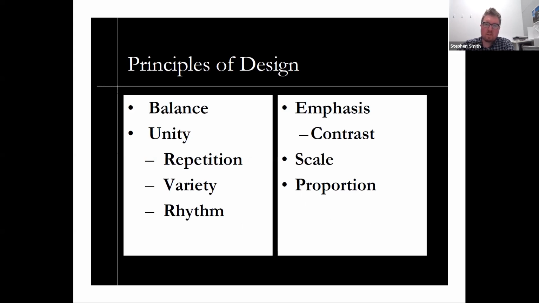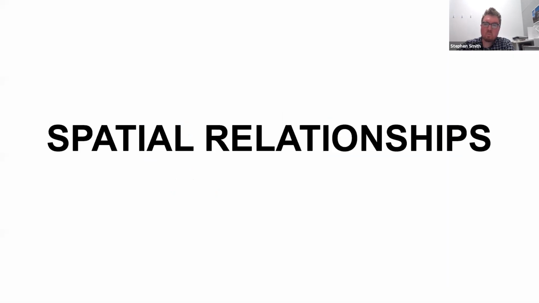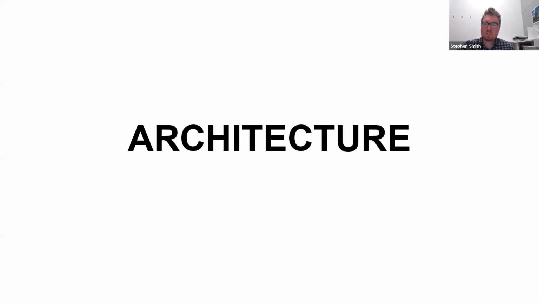So just wrapping up all these things, thinking about design as balance, unity through repetition, variety, rhythm, creating an emphasis or contrast, and then always keeping in mind scale and proportion in what we do. All right, so moving forward now, taking that and applying it to spatial relationships. We'll think about this in a couple terms. I'm also going to bring in spatial relationships in sculpture and architecture as some visual examples.